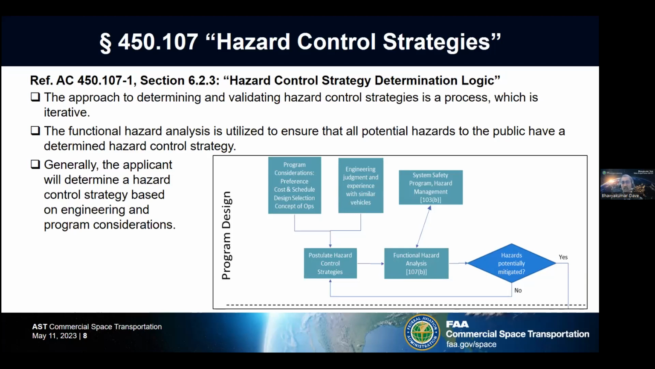So the key takeaway here is that the approach for determining and validating hazard control strategies is an iterative process. And with that, if the applicant finds that the hazards to the public resulting from a functional failure during the flight or a phase of flight are in fact potentially mitigated, well, in that case, we would move forward in this process. So let's go to the next slide, please.